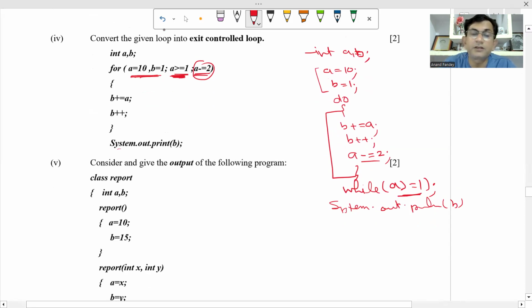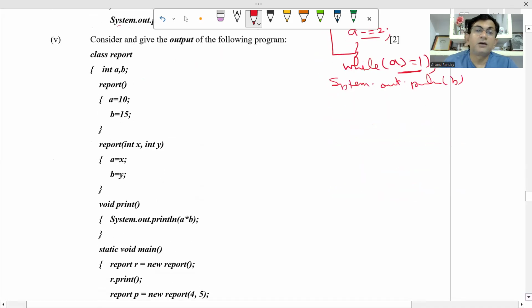Let's see. Convert the given loop into an exit control loop. Okay, this much only. This is the correct answer. Now coming to this, see this question.